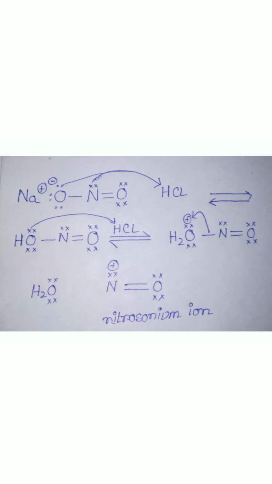First, the NaNO2. You can see the Na is developing a positive charge and the corresponding oxygen a negative charge. And the HCl is added to the oxygen, and the corresponding Na is removed as NaCl. Now we can see that the intermediate molecule is HONO, which further reacts at the oxygen with the H of the HCl, and the corresponding H2O-NO intermediate is formed.